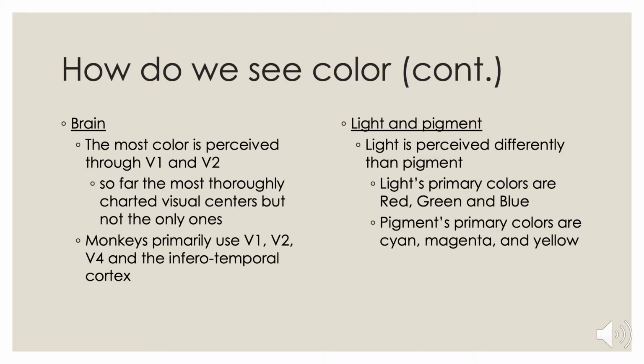Light is perceived differently than pigment. Light's primary colors are red, green, and blue. This is because those are the cones that we have available in our eyes. Pigment's primary colors are cyan, magenta, and yellow.